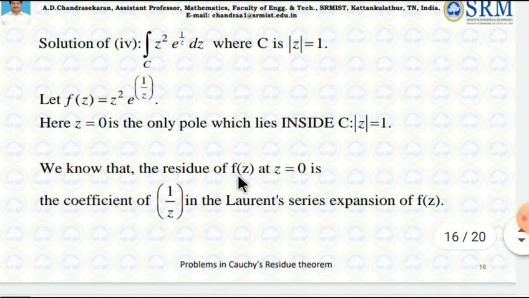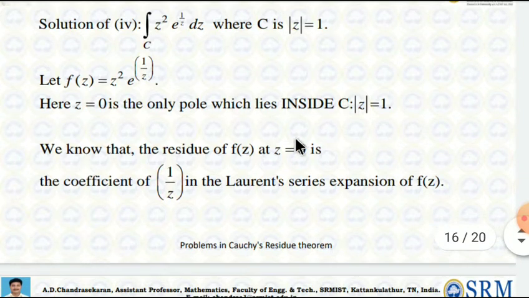Integral over c of z squared e to the power 1 by z dz, where c is mod z equal to 1. It's a unit circle, center is the origin, radius is 1. So let us consider z squared into e to the power 1 by z as my f of z. It is very clear that z equal to 0 is the only pole which lies inside mod z equal to 1, isn't it?